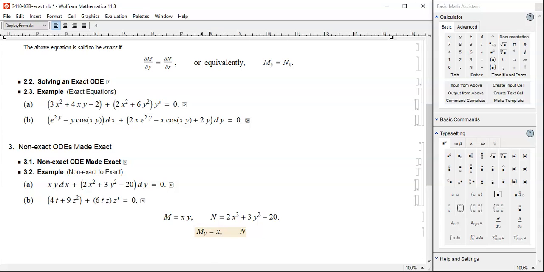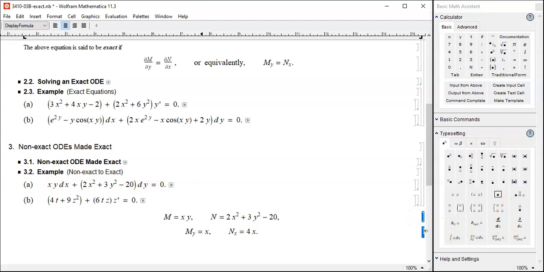Now, how about n sub x? Take the partial derivative by x here. Take the derivative, and then I have 4x, and the others do not have any x in there. So they're all constants as far as x is concerned. So that's what we get. Are they the same? No, they're not the same. So this equation here is not exact.